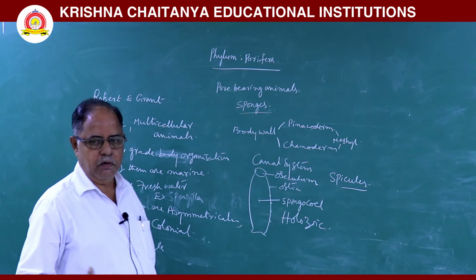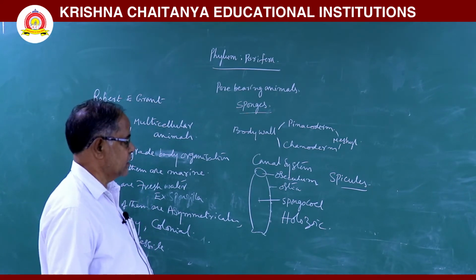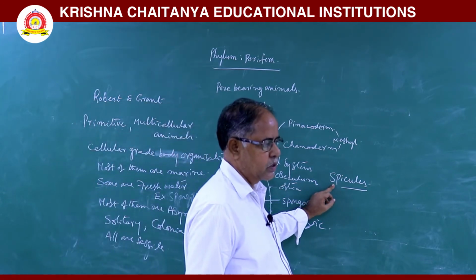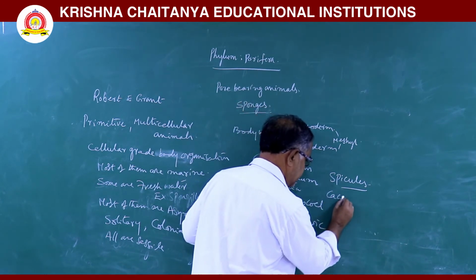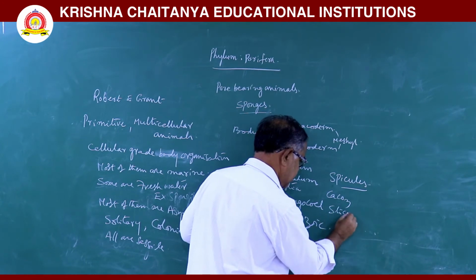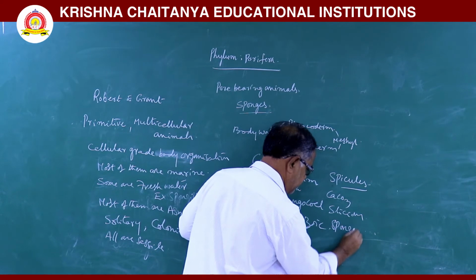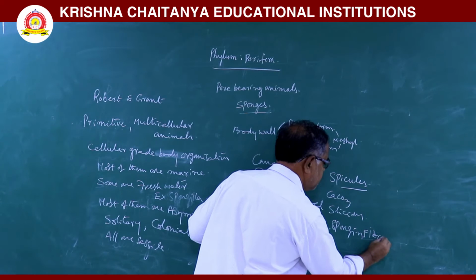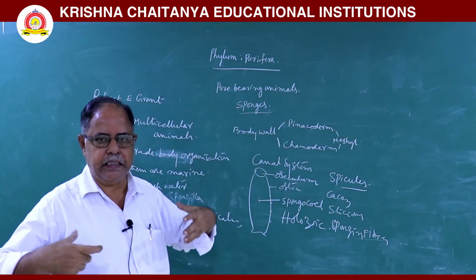In this animal, one skeletal system is there. This skeletal system is formed by spicules. These spicules are formed in some by calcium carbonate, in some by silicon dioxide, siliceous, and in some by spongin fibers.